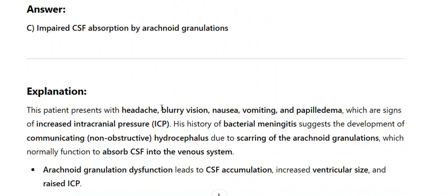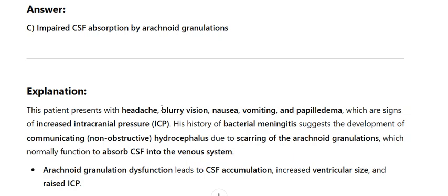Explanation. This patient presents with headache, blurry vision, nausea, vomiting, and papilledema, which are signs of increased intracranial pressure, ICP. His history of bacterial meningitis suggests the development of communicating non-obstructive hydrocephalus due to scarring of the arachnoid granulations, which normally function to absorb CSF into the venous system.